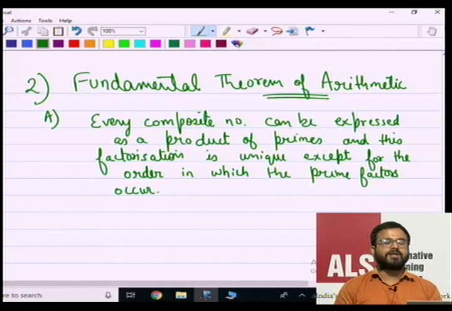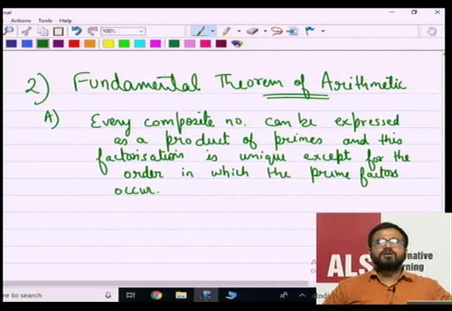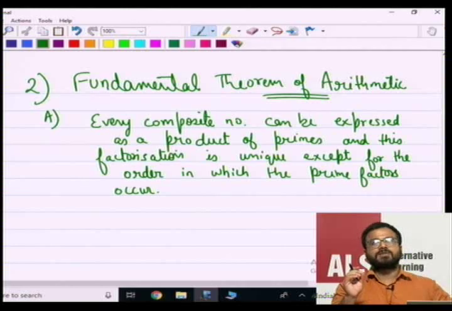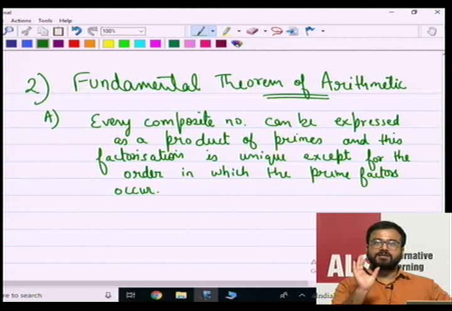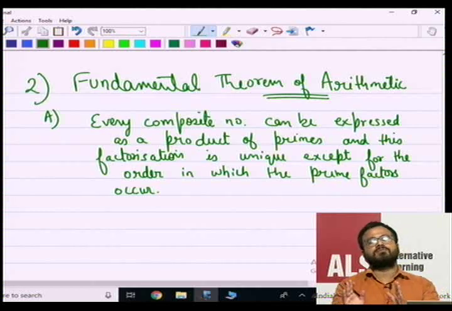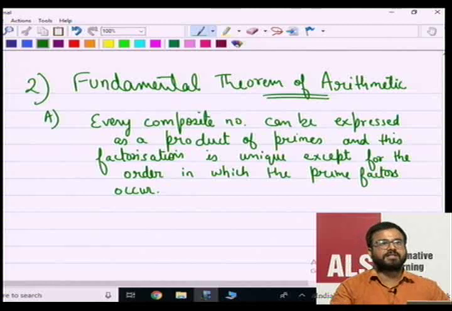except for the order in which the prime factors occur. The meaning of this is that whatever composite number you take, it can be expressed as the product of prime numbers, and that representation is unique. No other composite number will be represented by that factorization, irrespective of the order. So the order does not matter.